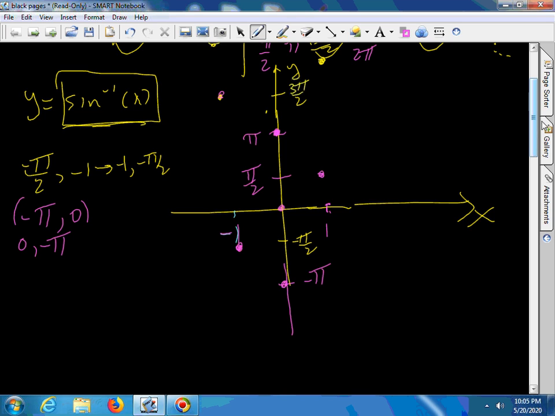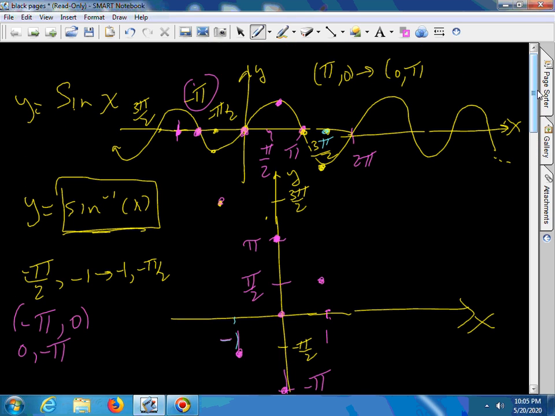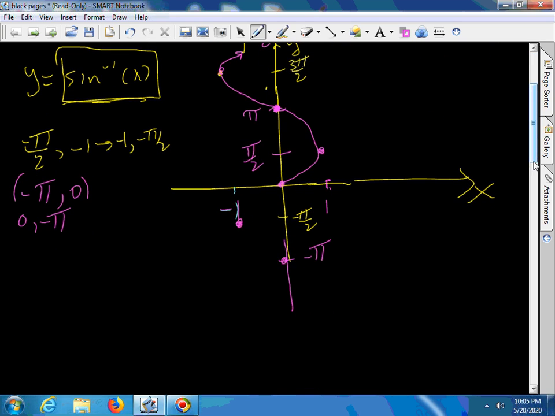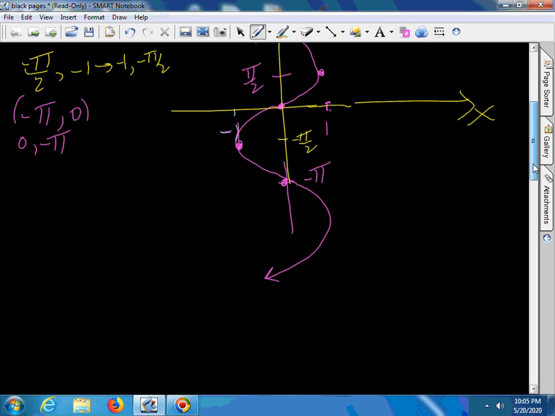And basically, if you did enough of these, what you would see is that you're getting a graph that keeps repeating up forever using that pattern and down forever using this pattern. Okay, now the problem is this is not a function.